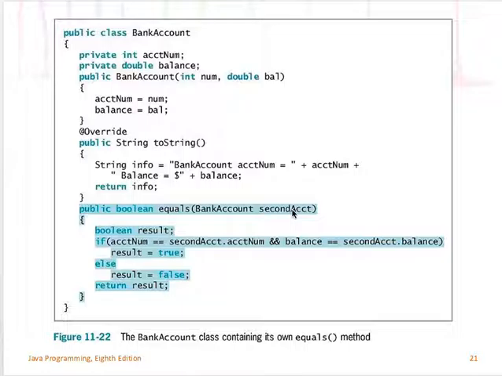Let's see here. We have our public information, public bank account. We're overriding the string to string. We want to do our own thing. Then we have our Boolean down here.